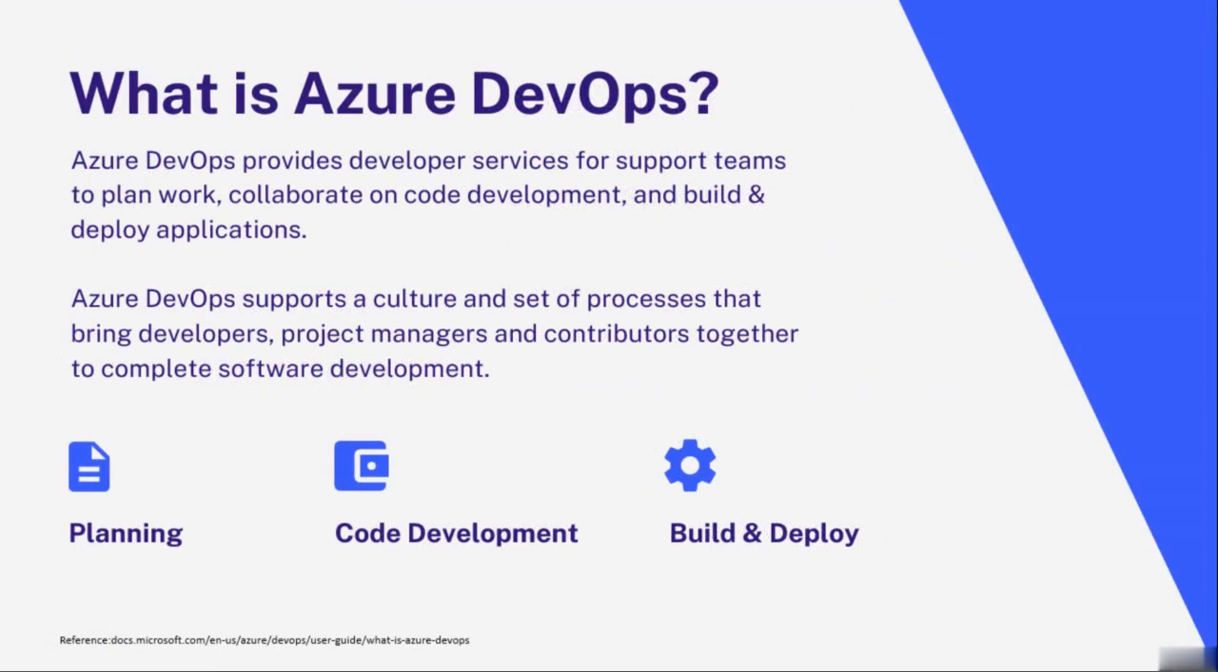Before we jump into Azure DevOps, we will first look at a definition of Azure DevOps and the different features it offers to users. So Azure DevOps provides developer services for support teams to plan work, collaborate on code, and build and deploy applications. Azure DevOps supports a culture which brings developers, project managers, business analysts, testers, and other contributors together to complete the software development.